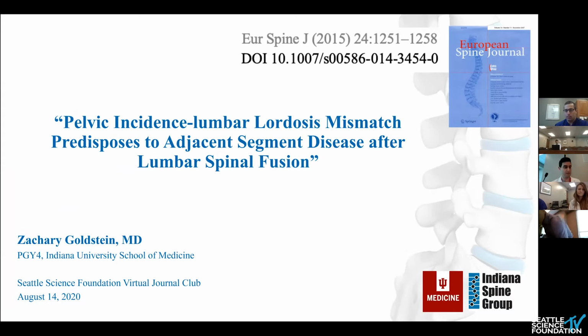Okay. I'm Zach Goldstein. I'm a fourth-year resident at IU. I will be presenting the paper titled Pelvic Incidence Lumbar Lordosis Mismatch Predisposes to Adjacent Segment Disease After Lumbar Spinal Fusion. This was a study published in 2015 in European Spine Journal out of Zurich, Switzerland.